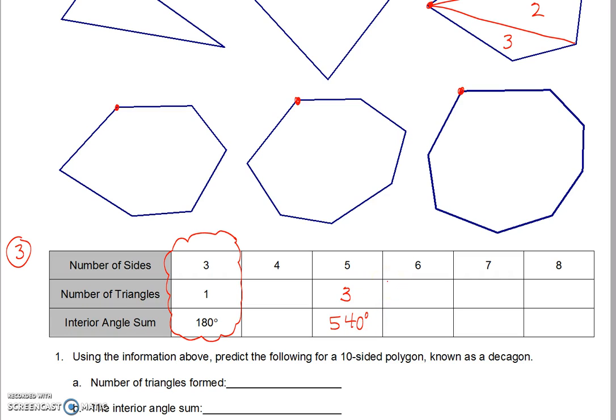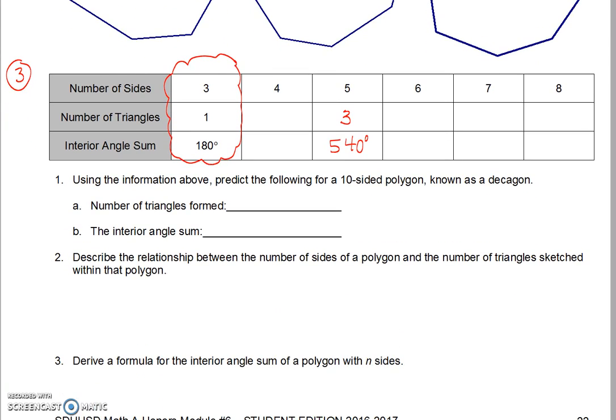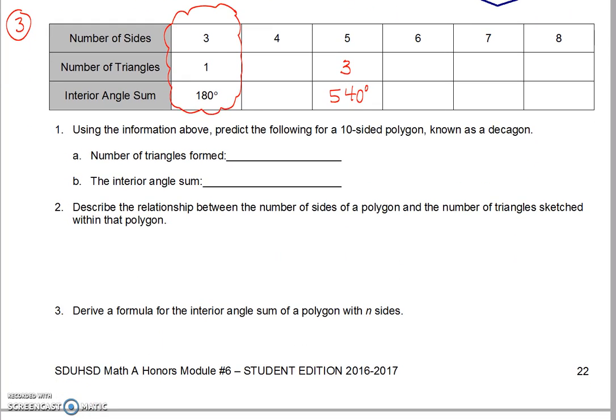So that's what I would like you to do for all of these figures. Please complete the table. I'm going to scroll down. You're going to finish this entire page. And the goal here is number 3: derive a formula for the interior angle sum of a polygon with n sides. So I'd like you to use n in your formula, please. I'm going to ask the sub to pause the video, and I'm going to ask her to give you 15 minutes. If you finish sooner than that, we'll just get started again, and she can press play. So go ahead and pause the video, please, and class, complete this entire page 22.